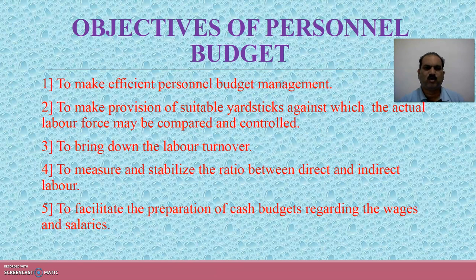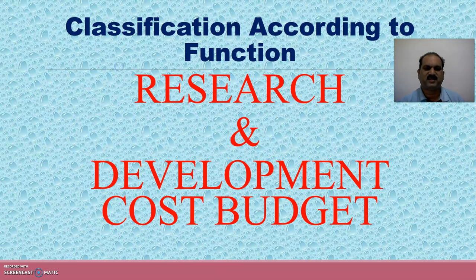Now let's see what are the objectives of personnel budget. First, to make efficient personnel budget management. Second, to make provision of suitable yardsticks against which the actual labor force may be compared and controlled. Third, to bring down the labor turnover. Fourth, to measure and stabilize the ratio between direct and indirect labor. Fifth, to facilitate the preparation of cash budgets regarding the wages and salaries.